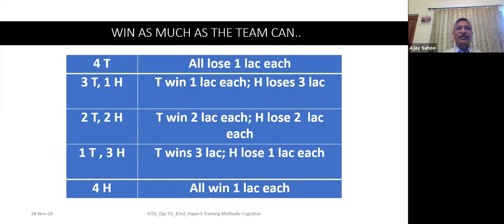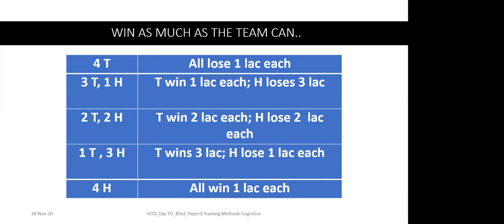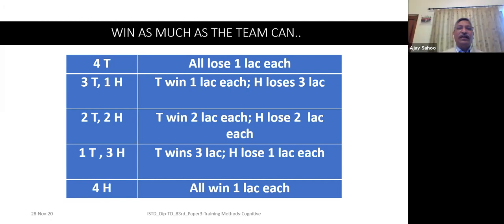Head or tail, right? If each one of you chooses T, then each one of you will lose 1 lakh rupees for your company. If there are 3 T's and 1 H, then the T's win 1 lakh each and H loses 3 lakhs. If there are 2 T's and 2 H's, the T's win 2 lakhs and the H's lose 2 lakhs. If there is 1 T and 3 H's, T wins 3 lakhs, H's lose 1 lakh. And if there are 4 H's, all win 1 lakh each. Right? Clear? So you have to choose either T or H.